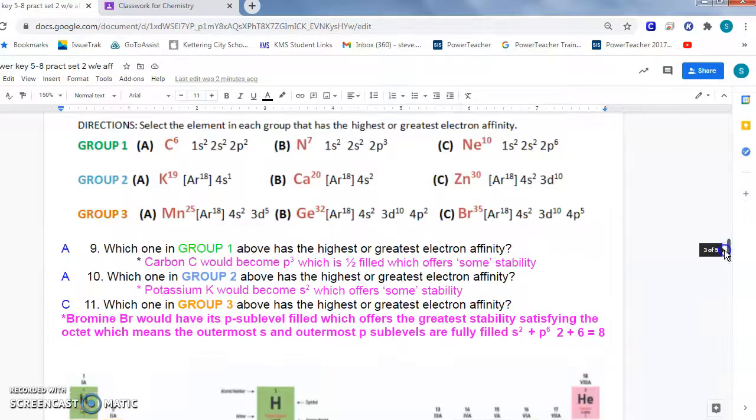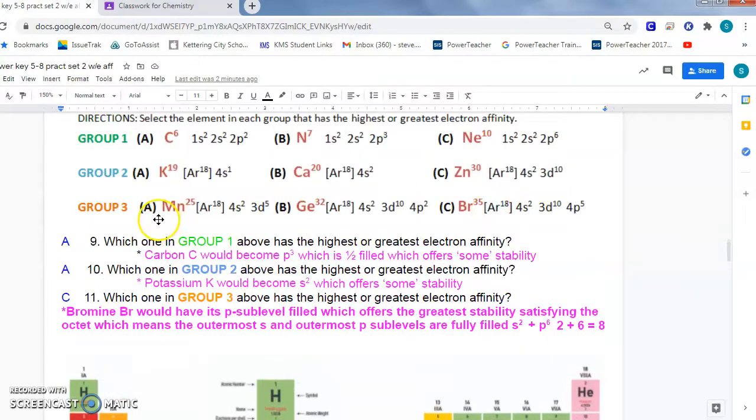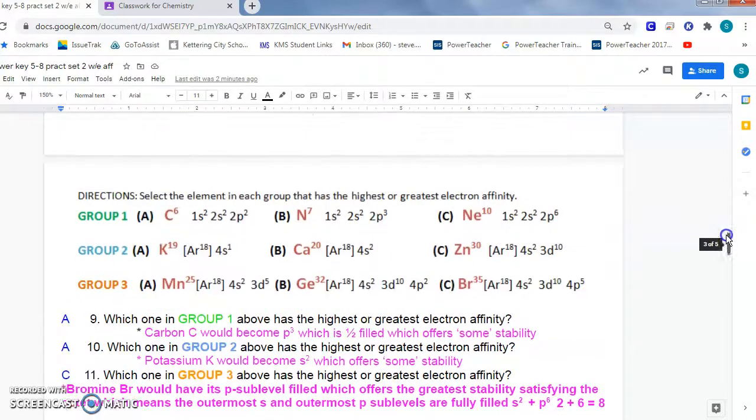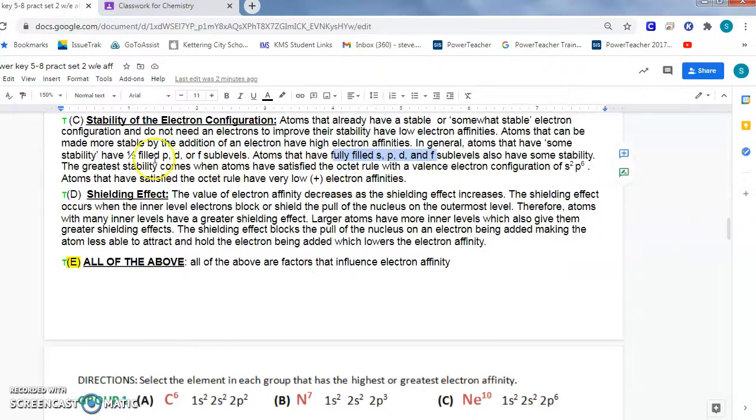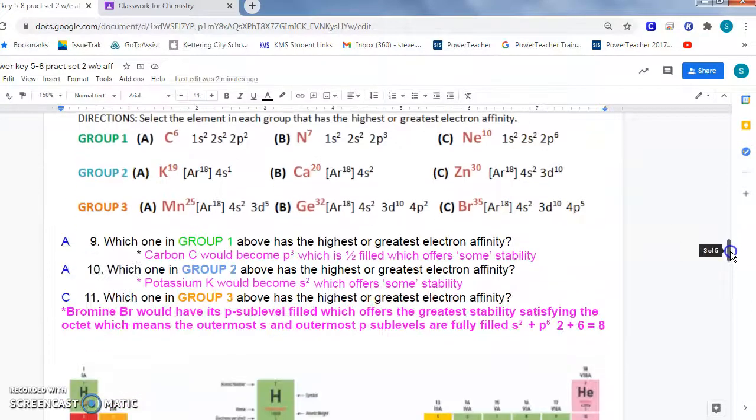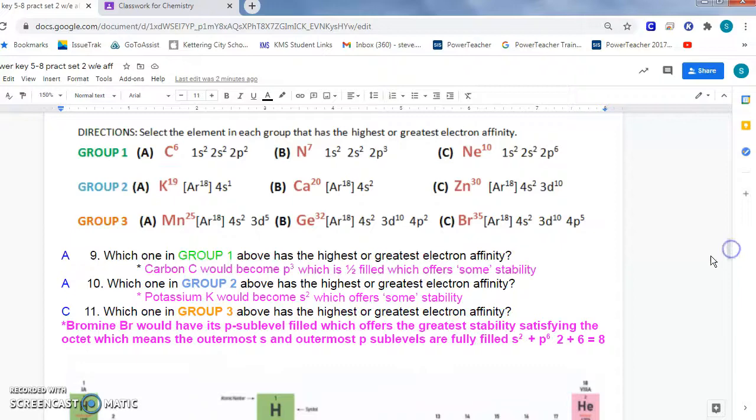Finally, what's the next one? Number 11. We're looking at group 3. Manganese is a D5. How many does the D hold? Well, we know the D sublevel is made up of 5 orbitals, each holding 2 for a total of 10. So manganese is half full. What do we know about a half-filled D? A half-filled D is better than a not half-filled D. So manganese is not going to want an electron. It would ruin that little bit of stability.